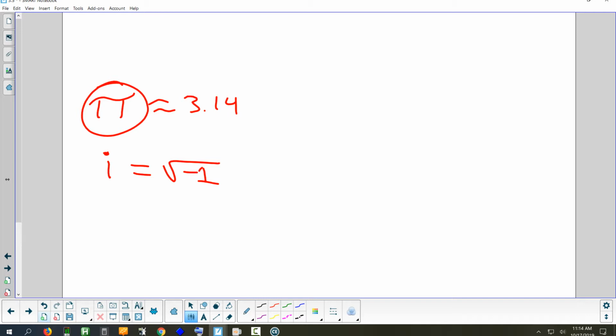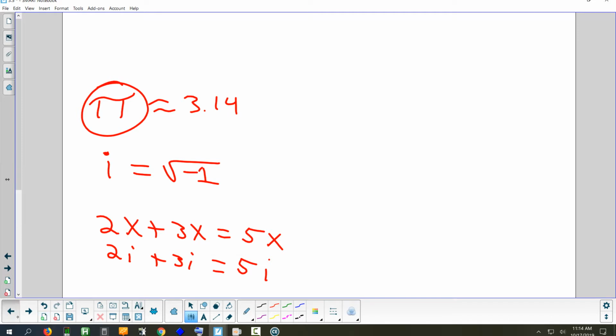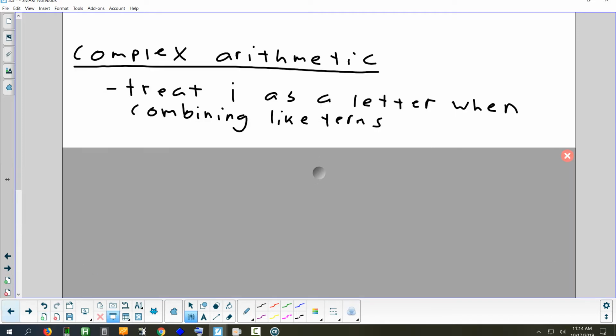Now, even though i technically isn't a letter, if you have 2x + 3x, and you combine that, you get 5x. Well, if you have 2i + 3i, and you combine it, you get 5i. So even though it's not a letter, if you think of it as a letter when you're combining like terms, the math will come out right. Like 10i - 2i is 8i, just like 10x - 2x is 8x.